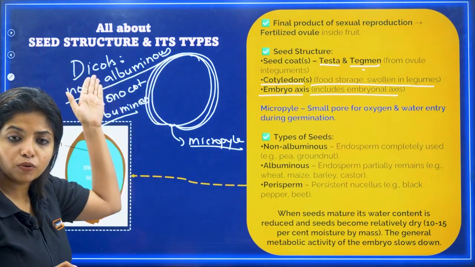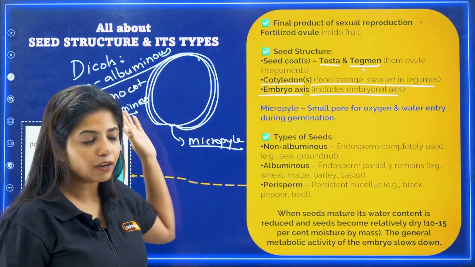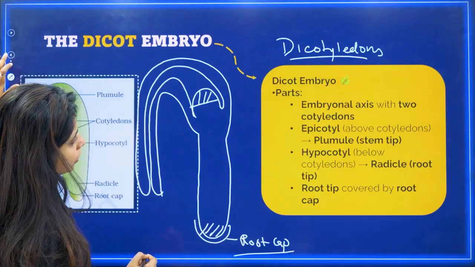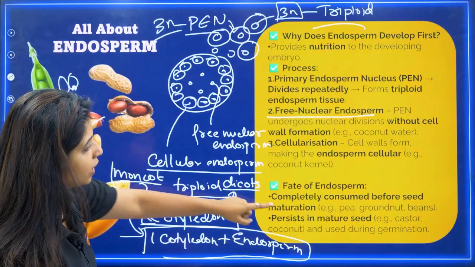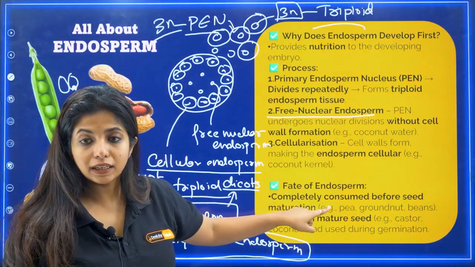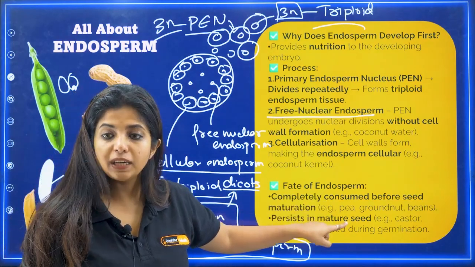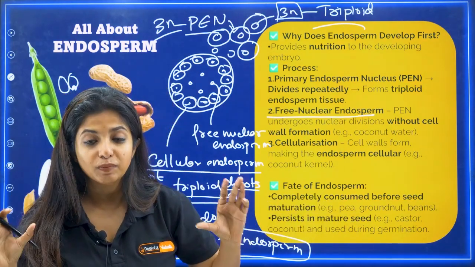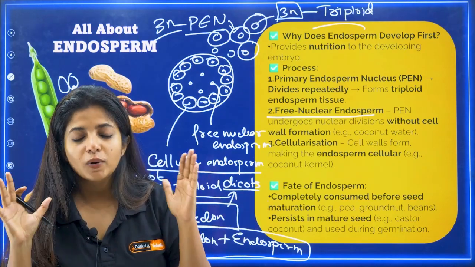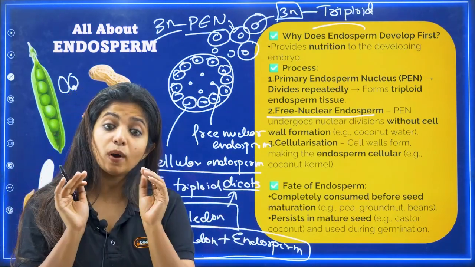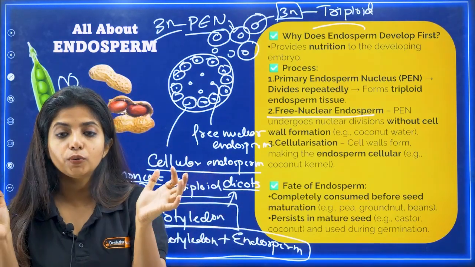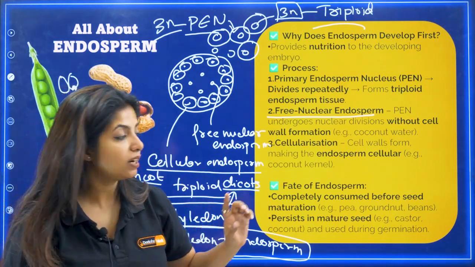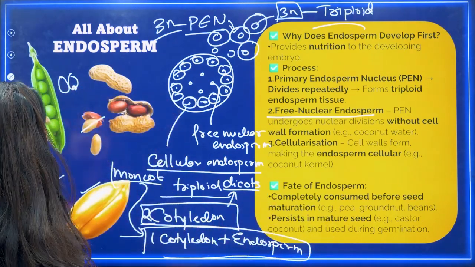Ma'am, whatever example you gave for the dicots, remember you spoke in the endosperm part? Over here, you told about the endosperm that where it is completely consumed, they are dicots. So pea, groundnut, beans which can be broken into two, all of them are non-albuminous. They do not have any endosperm left back over there. And the ones which cannot be broken into two, they are albuminous, such as castor, coconut, beet and rice.